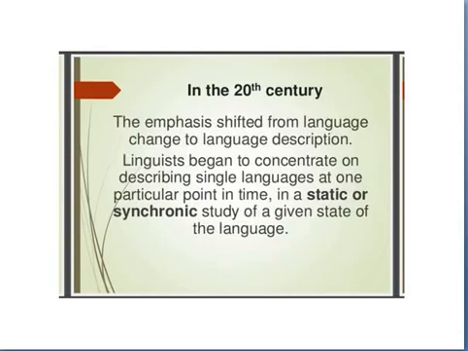In the 19th century, the emphasis shifted from language change to language description. So linguists began to concentrate on describing a single language at one particular point in time, in a static or synchronic study of a given state of the language.